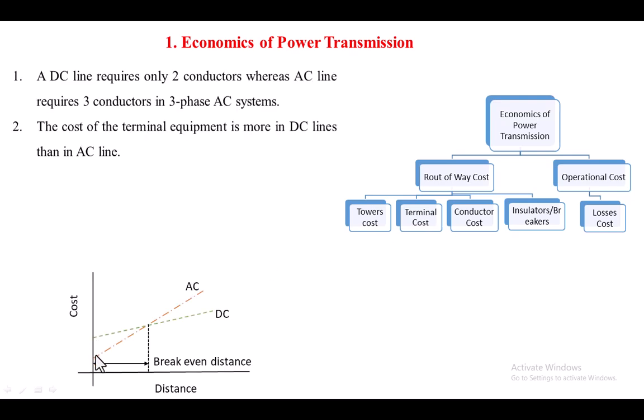In this diagram, if you observe, on the x-axis we have taken the distance, on the y-axis we have taken the cost for the laying of AC transmission system or DC transmission system. This is the profile for the AC transmission system. This is the profile for the DC transmission system. This is the intersection point. This point is nothing but a break-even distance. If the length of the line is less than this break-even distance, then we have to go for the AC transmission system. If the length of the line is more than the break-even distance, it is better to go for the HVDC system from the economical point of view.